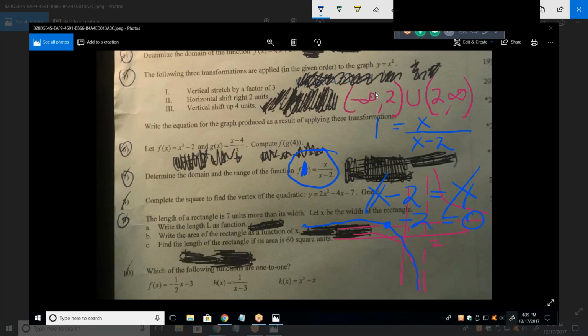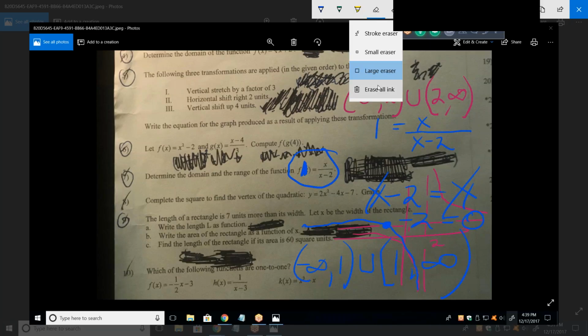So I know there is no point where my function is equal to 1, which means it's the pink one, not the blue one, and the range is going to be all real numbers except 1, or if you want to put it in interval notation, y cannot be equal to 1. And it all has to depend on whether or not it crosses that horizontal asymptote.